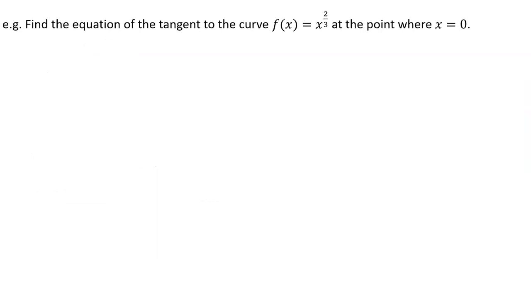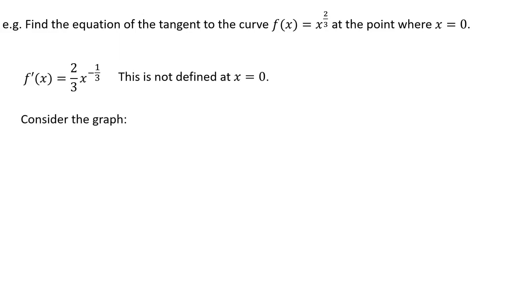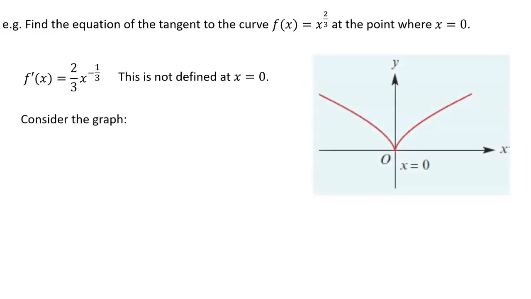Let's consider this graph, so x to the power of 2 over 3, where x equals 0. So again, the derivative is this, and when I substitute x equals 0 in, I'm going to have the same problem. I'm going to end up with a 1 over 0, which is not defined at x equals 0. Again, let's consider the graph. So here, remember this is called a cusp, this pointy part. That's the part that we're considering. What does the tangent look like there?